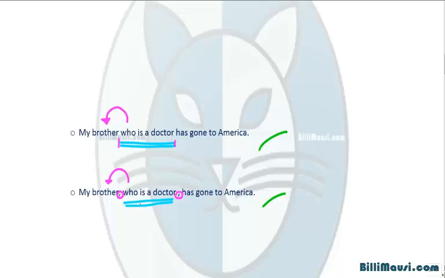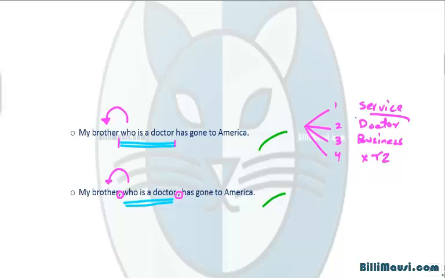So what is the exact difference? In the first case, it means that my brother who is a doctor has gone to America. That means the author has several brothers, probably 1, 2, 3, 4, and all of them have different occupations: service, doctor, business, and so on. So by this sentence, he's trying to say my brother, that is his brother who is a doctor. He has 4 brothers. That particular brother who is a doctor has gone to America.